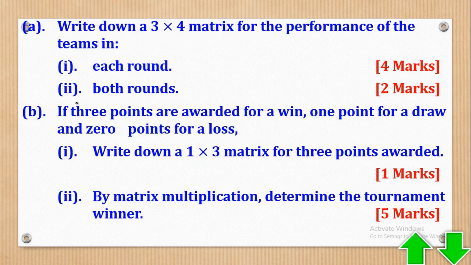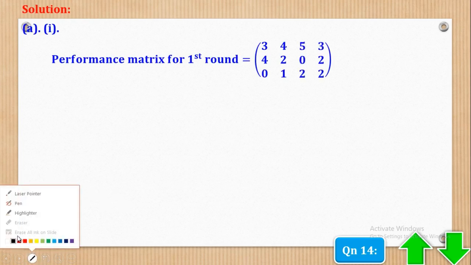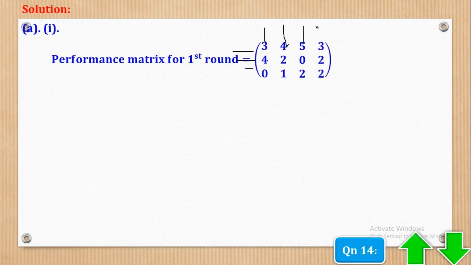So part A, Roman 1, they want a 3x4 matrix. So 3x4 means that rows are 3 and columns are 4. So the performance matrix for the first round is that. What does that mean? Because they wanted 3 rows and 4 columns, it implies that these will be the teams. This will be the points for Team A, Team B, Team C, and Team D.